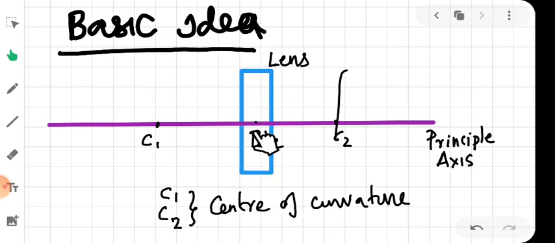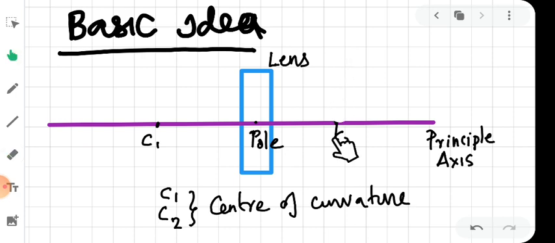Okay, so you have the pole, which is the geometric center of the lens, and your lens is placed with its center on the principal axis. See, this purple line is the principal axis. Let me just erase this.